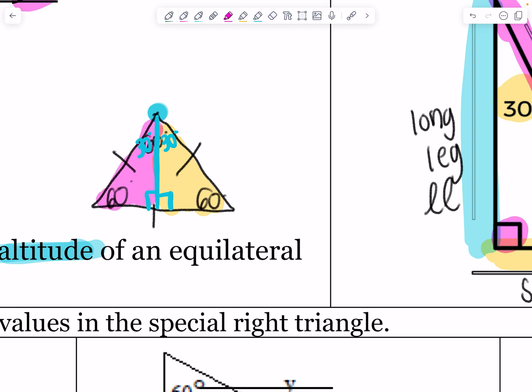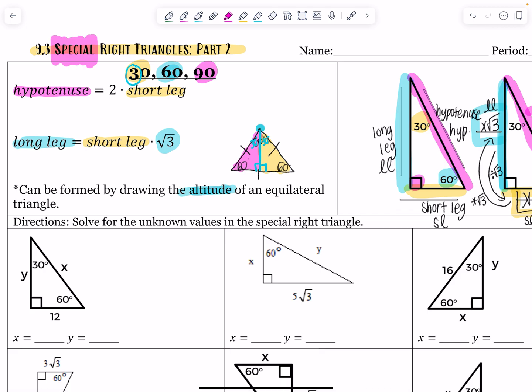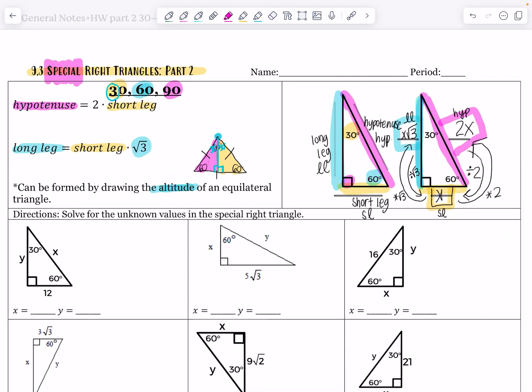So if you take an equilateral triangle and bisect it at one of its angles, it's going to create two 30-60-90 triangles. Okay, so I color code. You'll know I'm really big on this. This really helps me solve for the unknown values in the special right triangle.